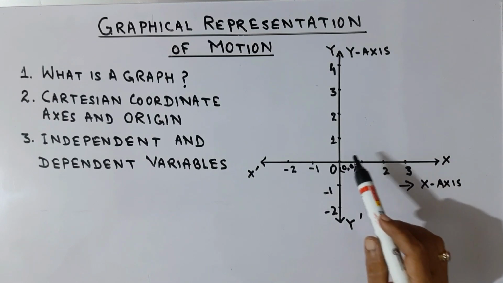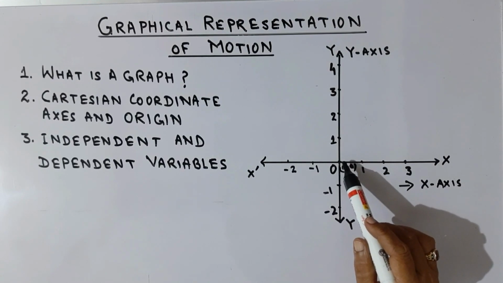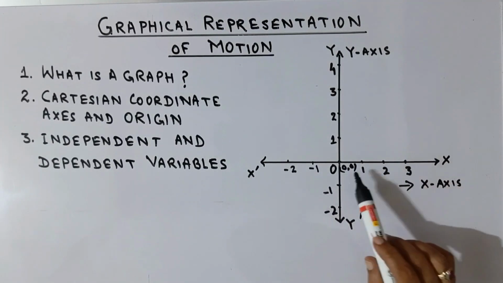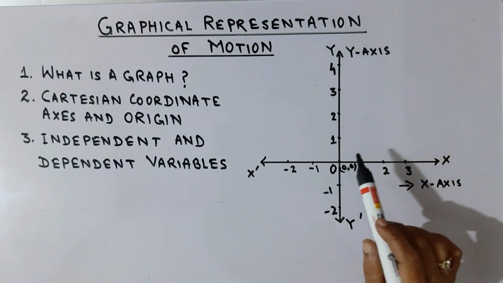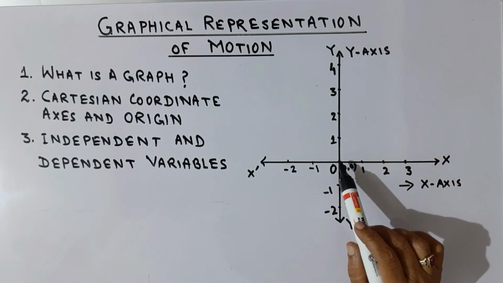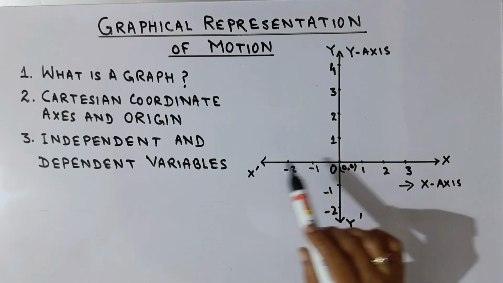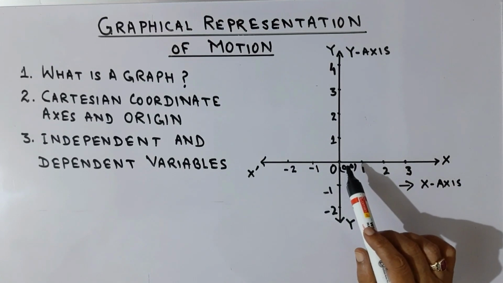All the distances are measured from this origin, which is taken as the reference point, and all distances to the right hand side and above the origin are taken as positive, and all the distances below the origin and to the left of the origin are taken as negative.